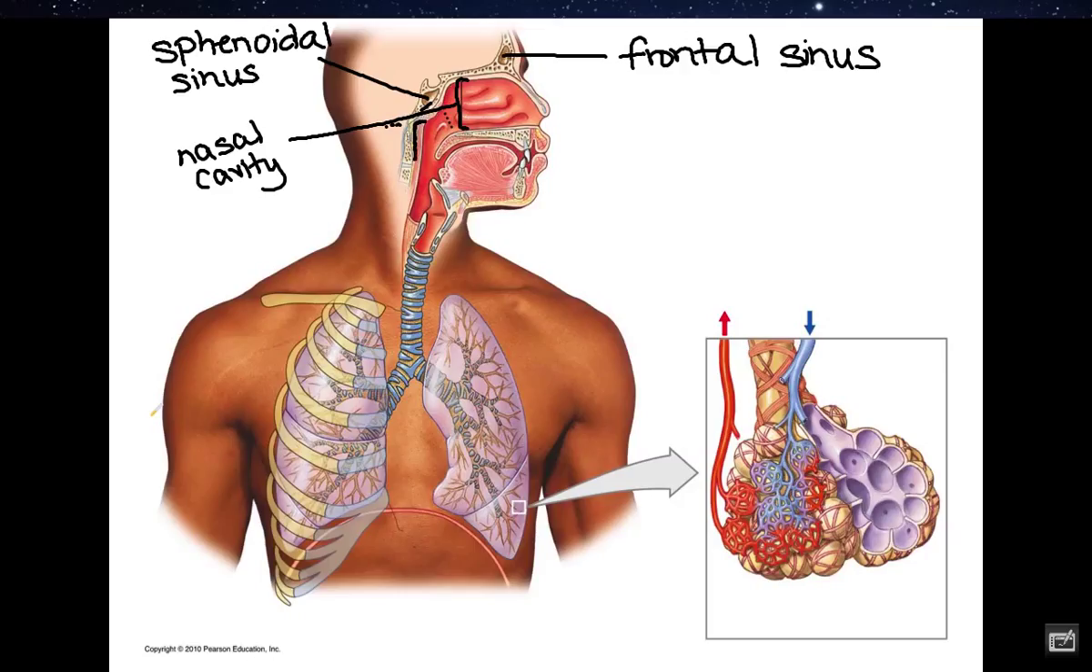This area here to about there, okay, that is all pharynx.